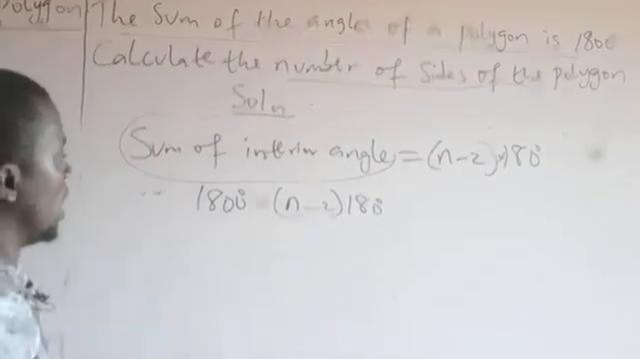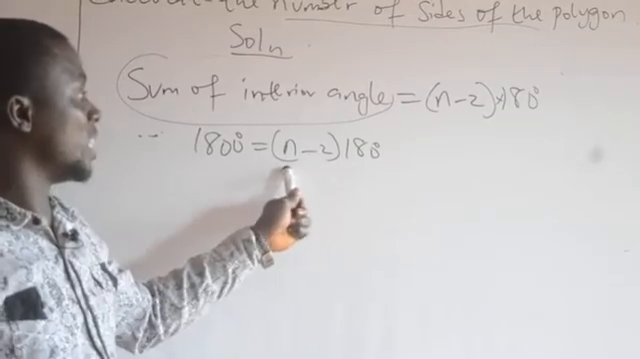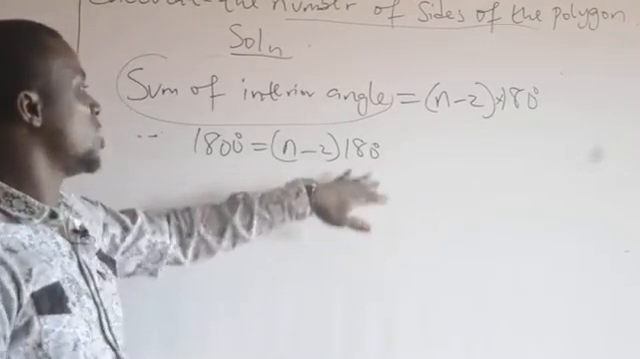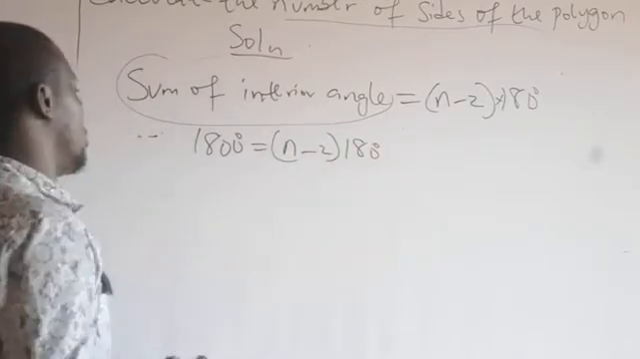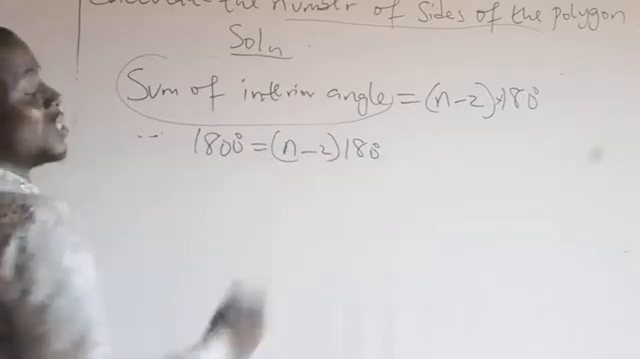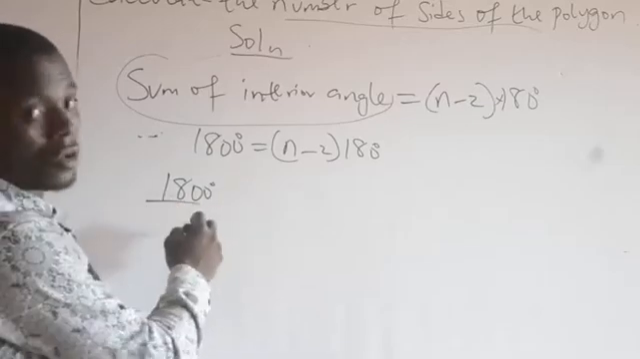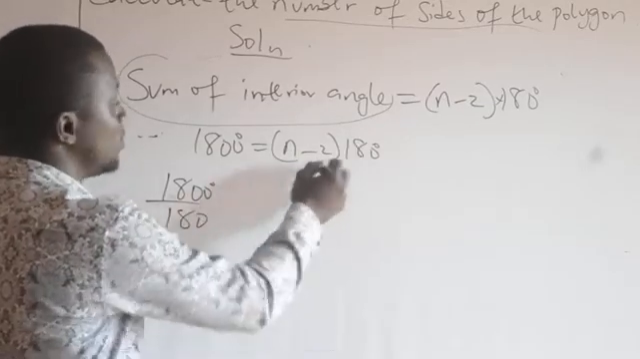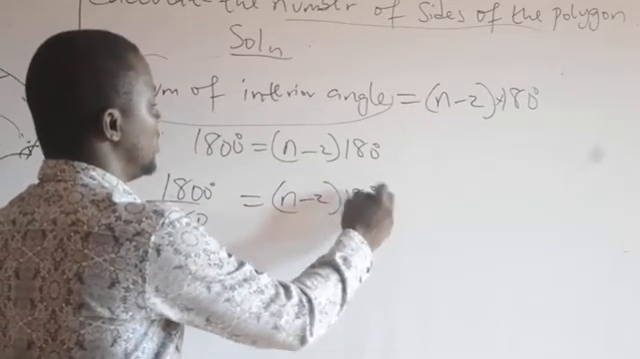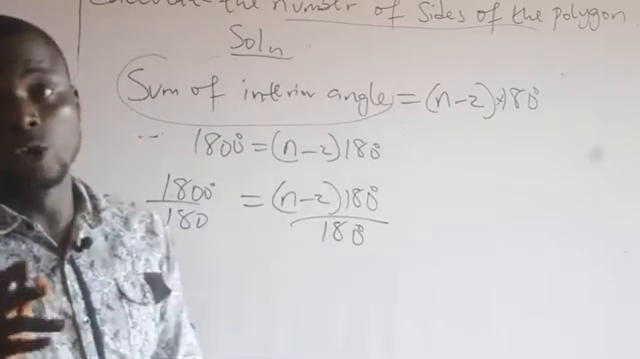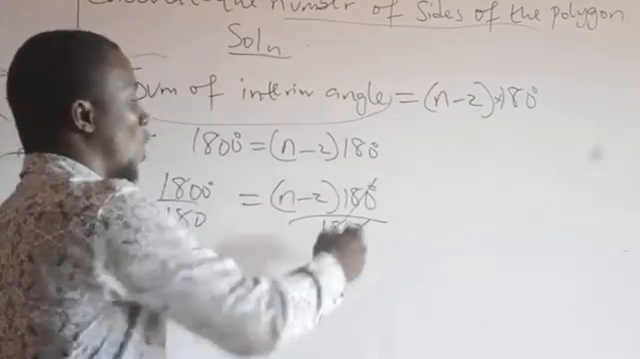There are two ways you can solve this. Either you use this 180 degrees to open the bracket, or quickly just divide both sides by what's attached to the bracket, which is 180 degrees, for it to be simpler. So let me divide both sides by 180. So 1,800 degrees divided by 180 degrees, so that this bracket can be set free, equals n minus 2 bracket 180 divided by what? 180 degrees. Hope you are following me, students. So divide both sides by 180 degrees. 180 cancels what? 180. This side is gone.